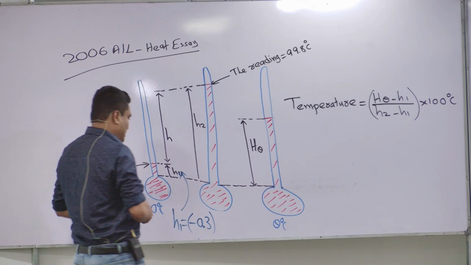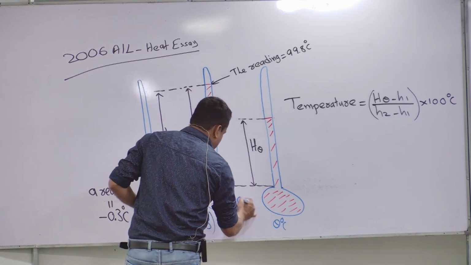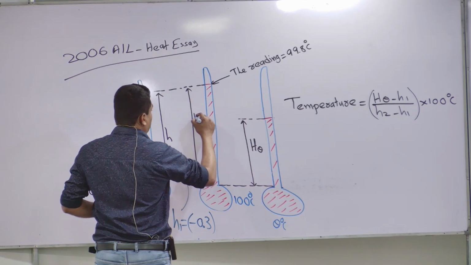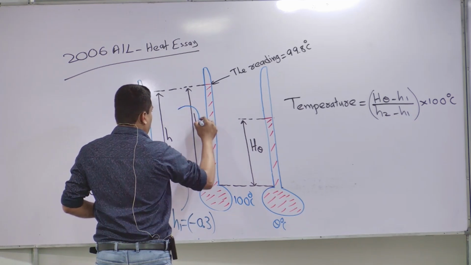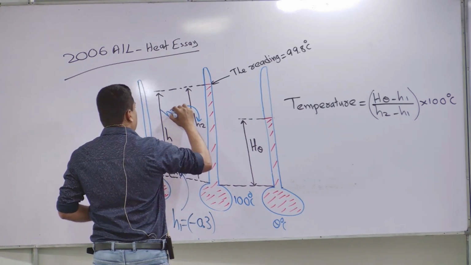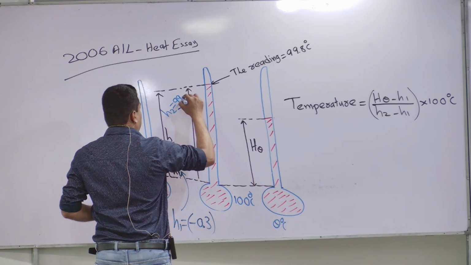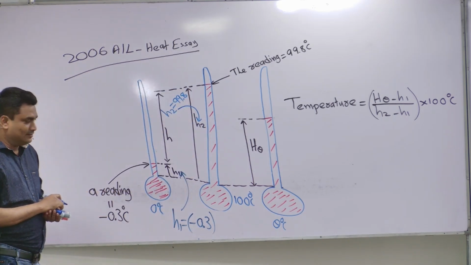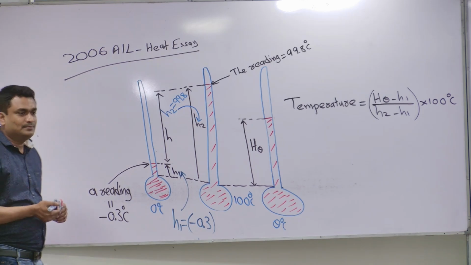Similarly, at 100 degrees Celsius temperature, it shows a reading of 99.8. Therefore, take H2 as 99.8. Okay, dear? Mark them.